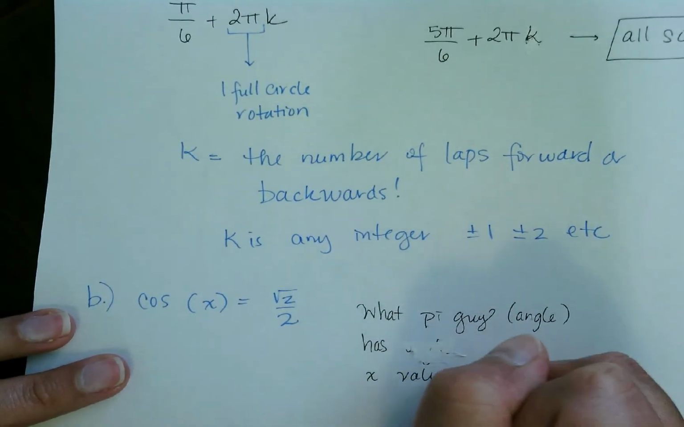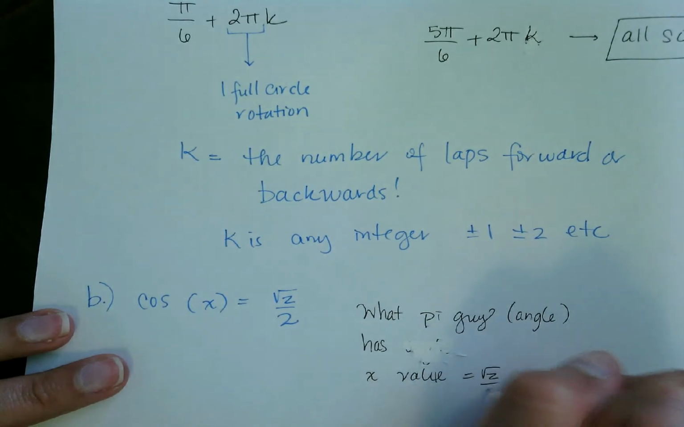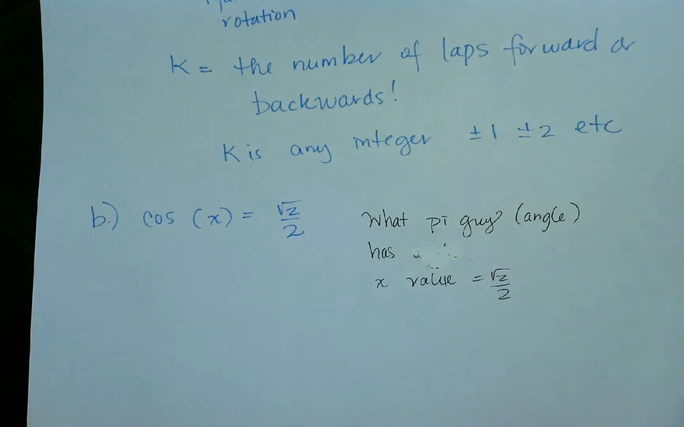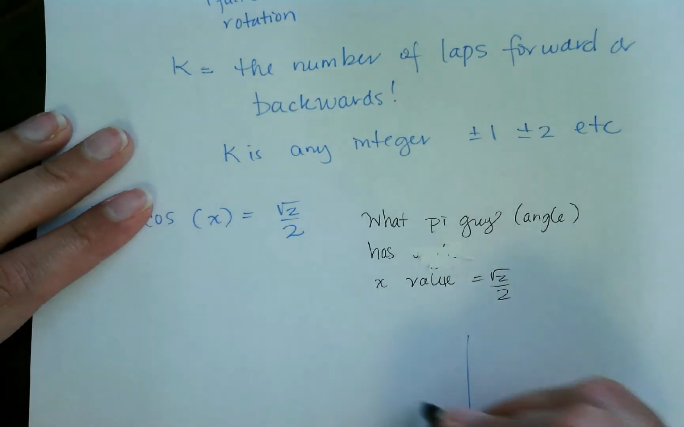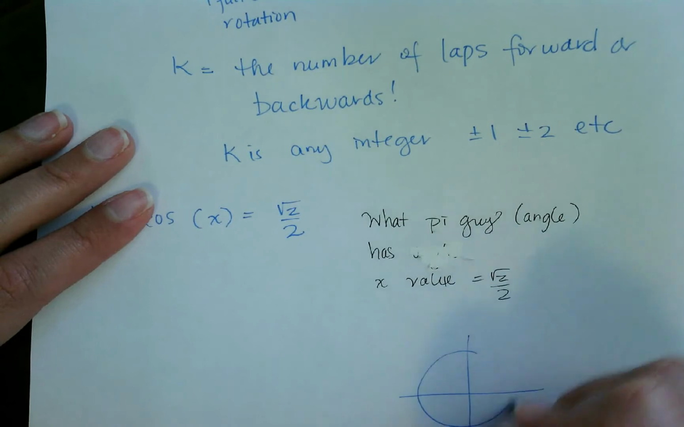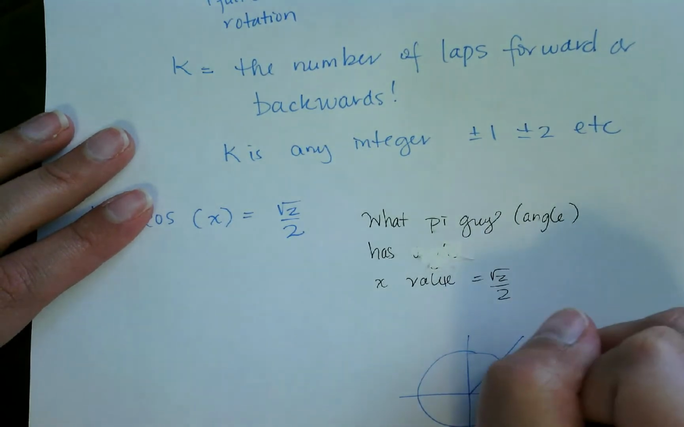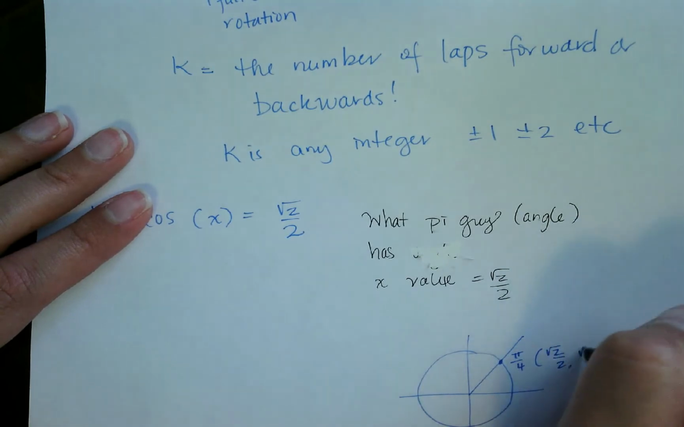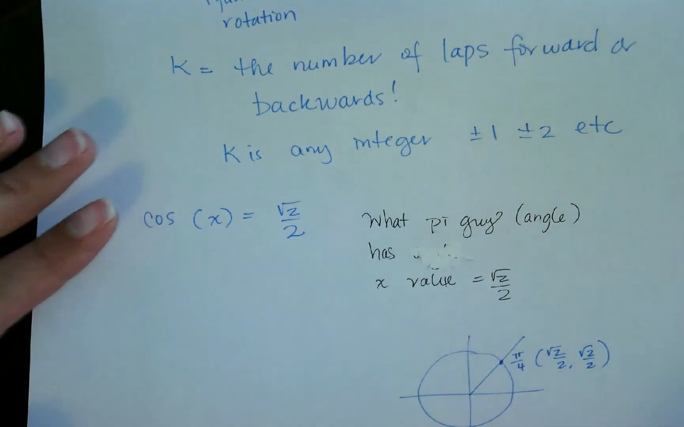So we'll go to the unit circle. And this one should be easy, right? These are the easy ones. The square root of 2 over 2 is the pi over 4 guy. And you want the x value to be square root of 2 over 2. So it's pi over 4. So x equals pi over 4.